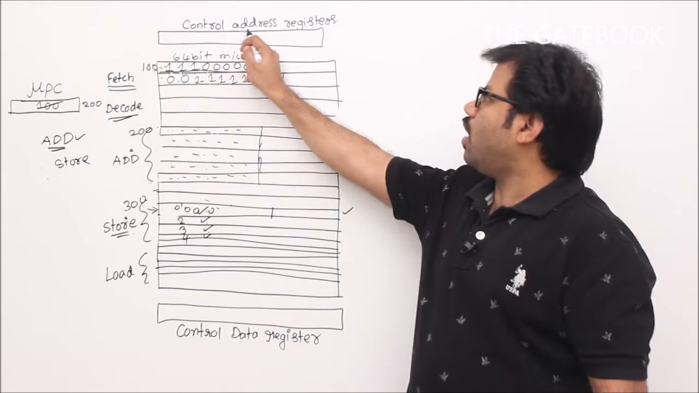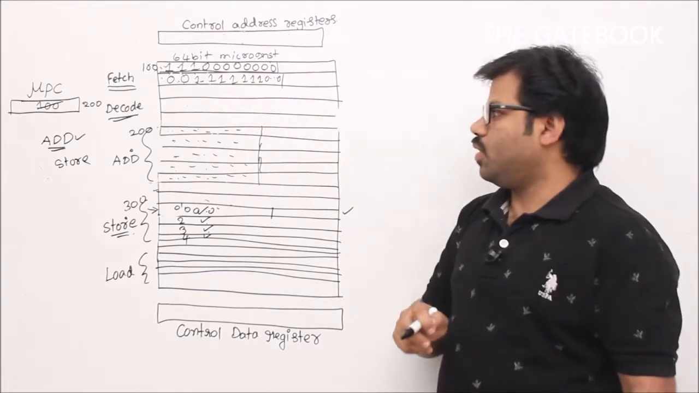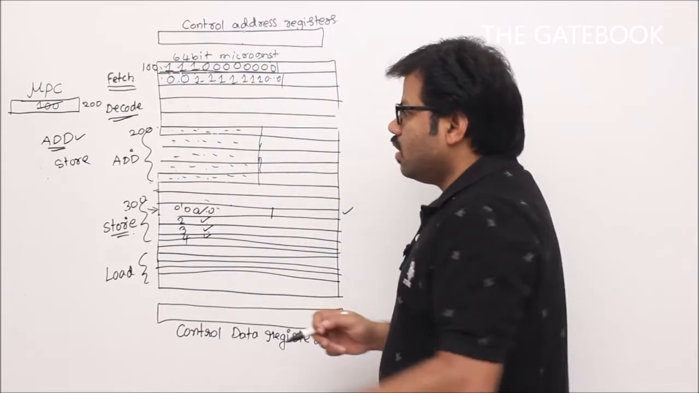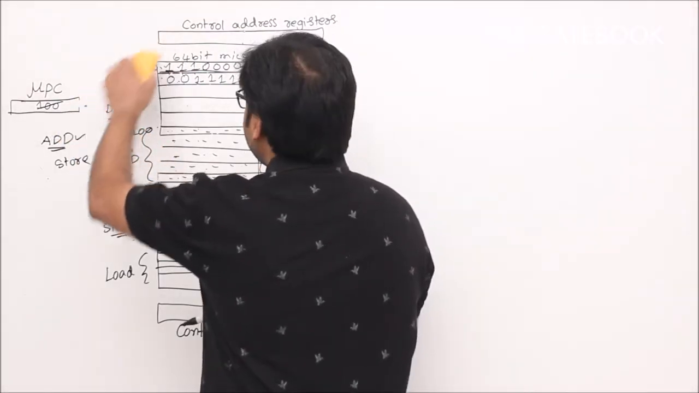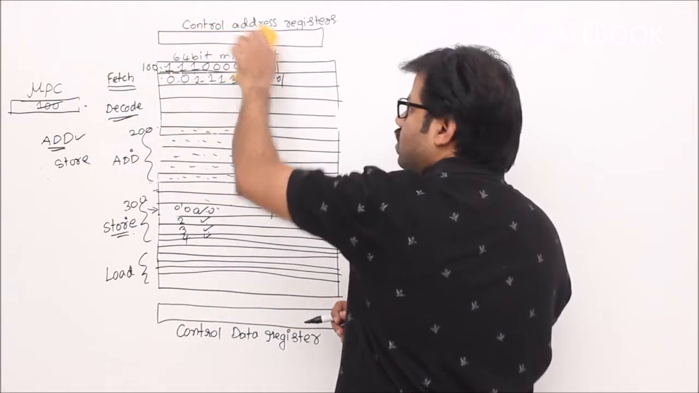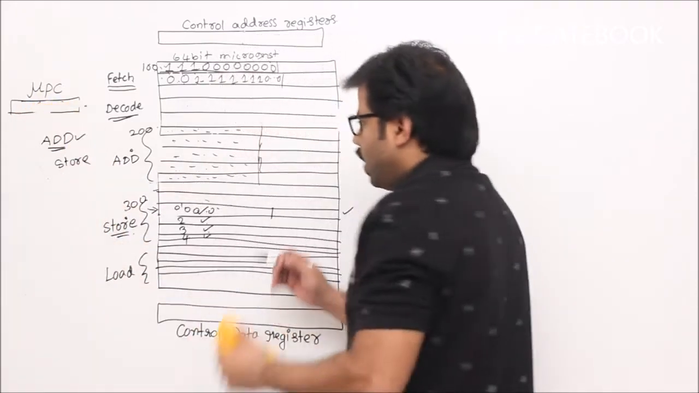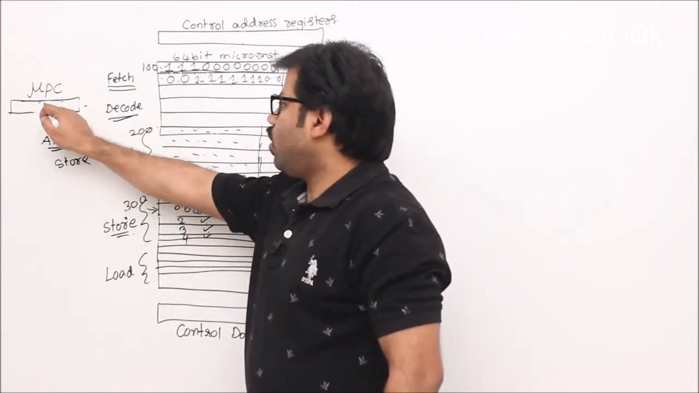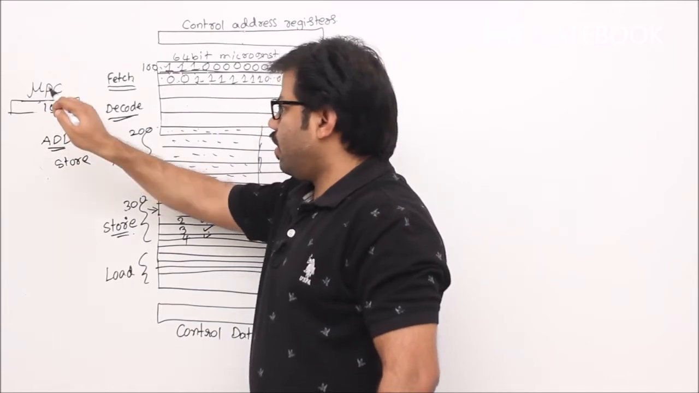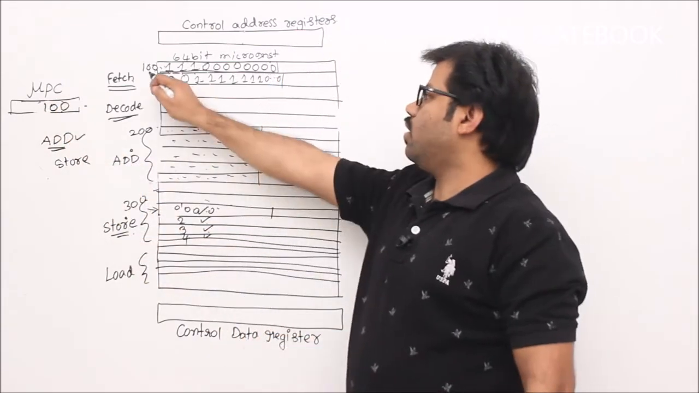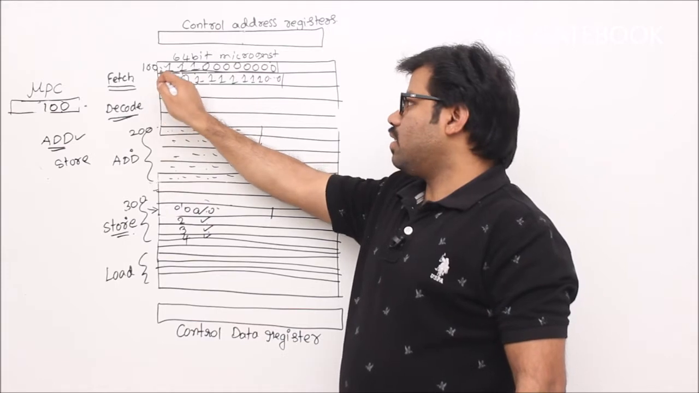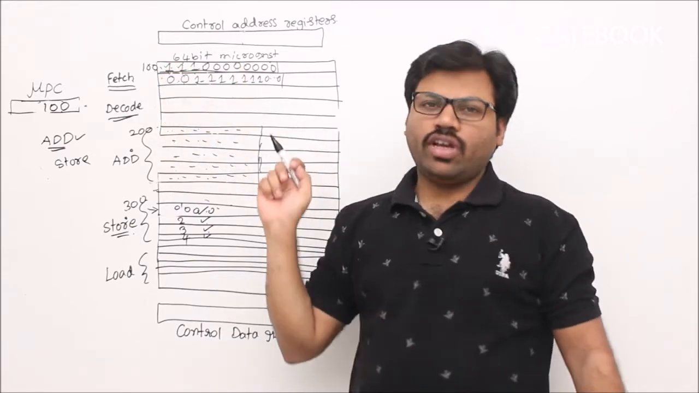Sir, why did you not tell us about this control address register? I will tell you. This micro program counter, of course, is not required, but if we have this, I will tell you how we are going to use it. Initially, let's say you are in the early morning, what happens? Your micro program counter can be loaded with 100, so that we can start generating the control signals related to the fetch instruction.